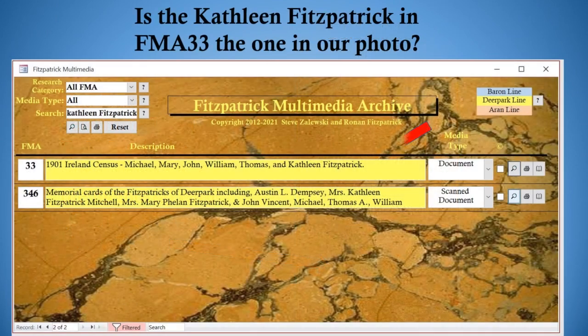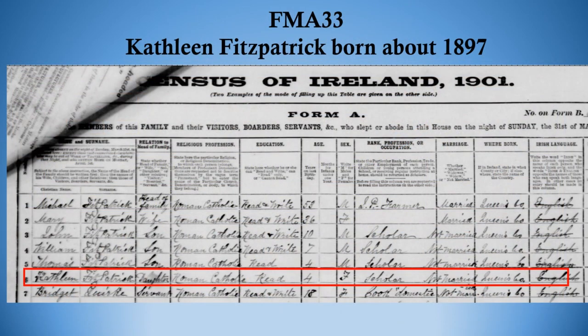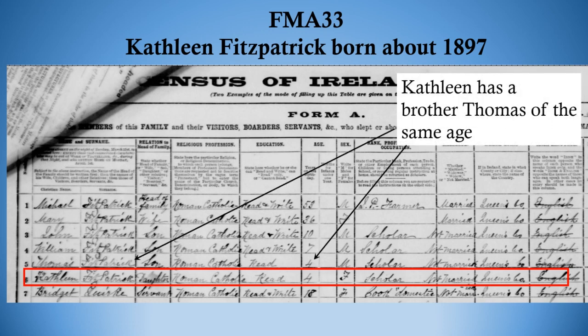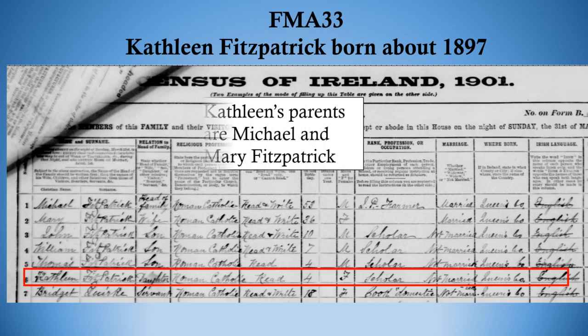But is the Kathleen Fitzpatrick in FMA 33 the one in our photo? Now we can return to look at the 1901 Ireland census to see if our Kathleen Fitzpatrick is indeed the one in our photo. We find Kathleen Fitzpatrick, born about 1897. This is a strong indicator that this Kathleen is the one in our photo. She also has a brother, also born about 1897, and we also find two other siblings and her parents, Michael and Mary Fitzpatrick.